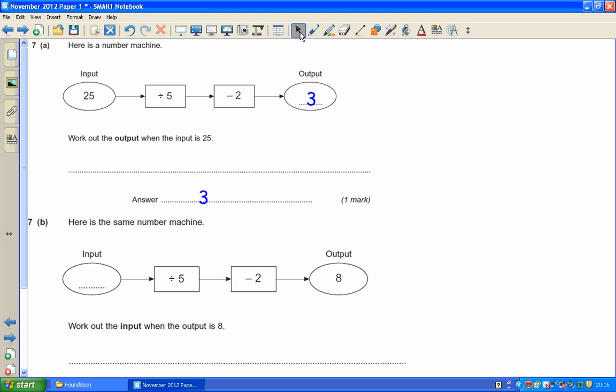Alright, now they have given you some space there to do some working out on that one, so if you want you could write in 25 divided by 5 equals 5, minus 2 equals 3, but it's 1 mark available, so 1 mark, 1 answer.